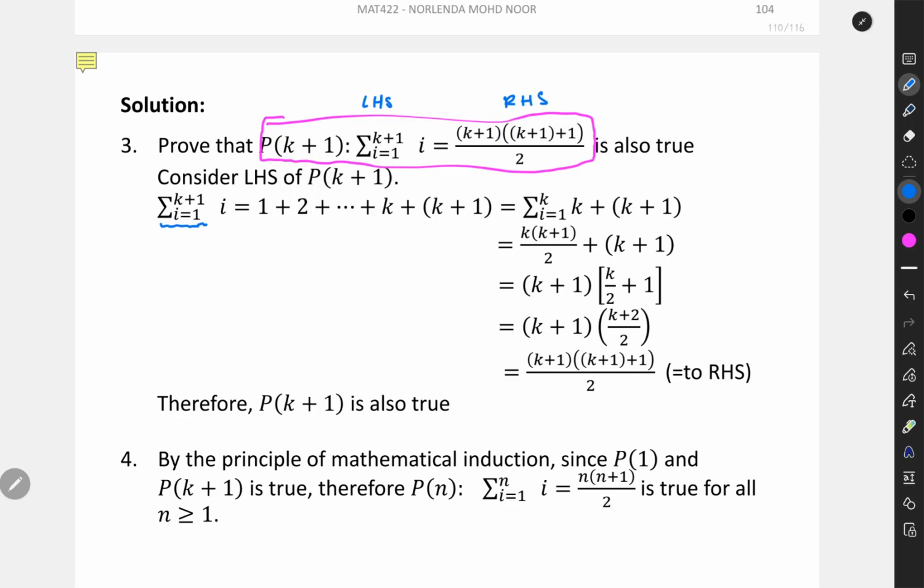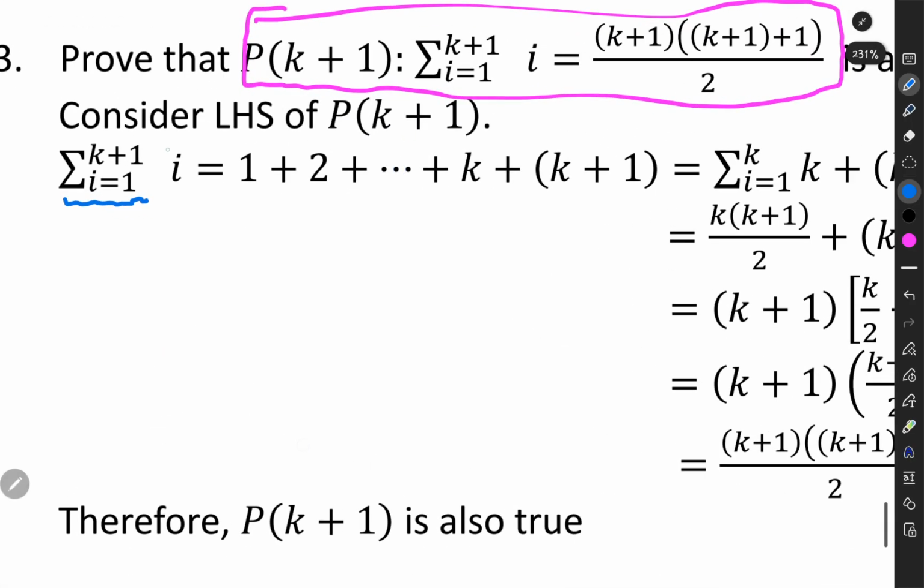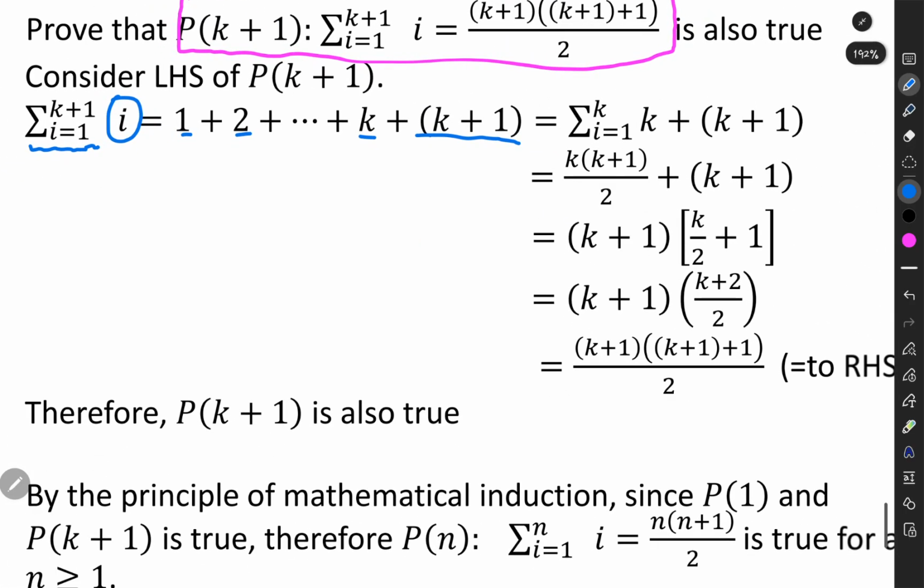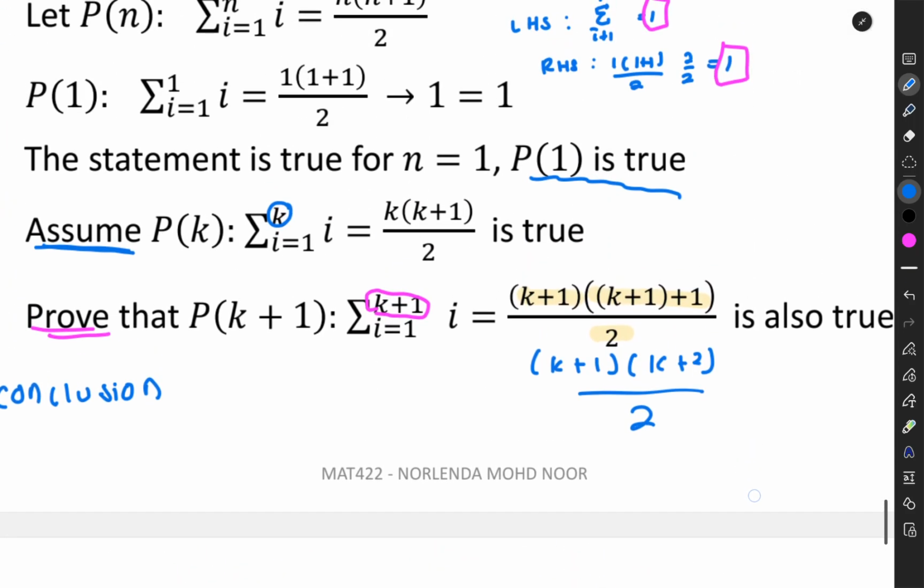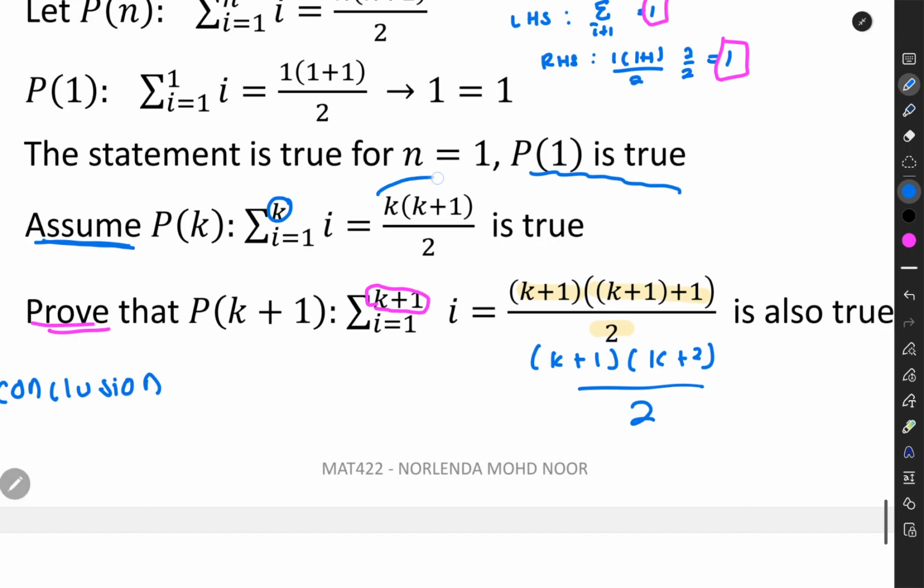So I is the term. Okay, the first term, second term, and so on. Okay, which means you have the summation of 1 plus 2 plus 3 plus 4, so and so, plus k plus the next term, which is your k plus 1. Okay, alright, so now we have our assumption earlier that for the summation up until the k term, okay, it is equal to k times k plus 1 over 2. So this is our assumption kan. Kita kata summation up until the k term is k times k plus 1 over 2.